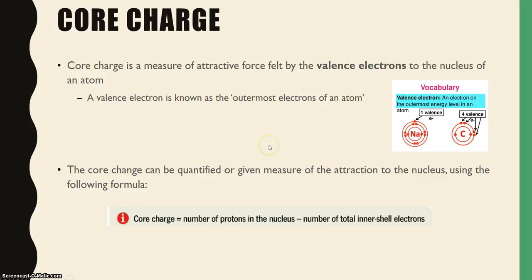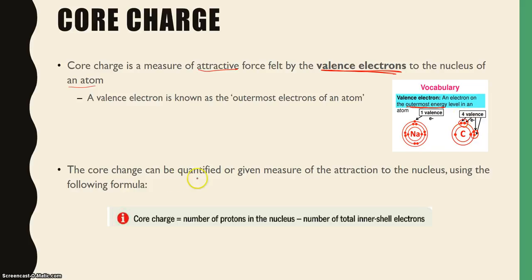The core charge is a measure of the attractive force felt by the valence electrons to the nucleus of an atom. So what's a valence electron? A valence electron is simply an electron in the outermost energy level, or outermost shell, of an atom. Sodium here has one valence electron because it has one electron in its outermost shell. This carbon atom has 4 electrons in its outermost shell, therefore it has 4 valence electrons.